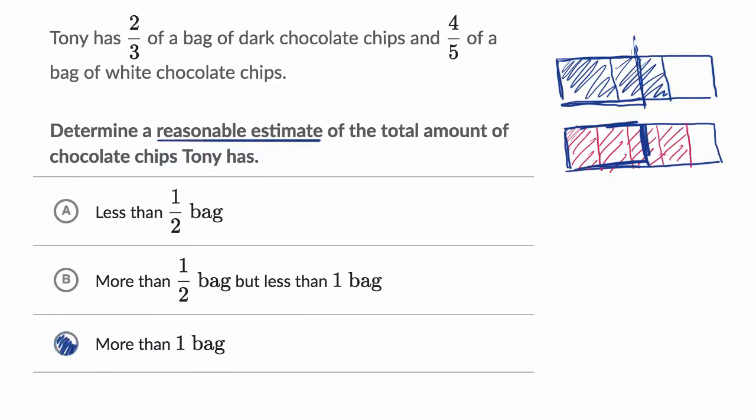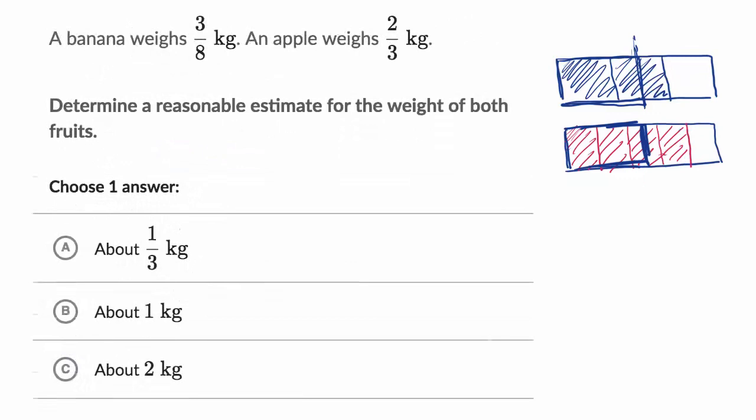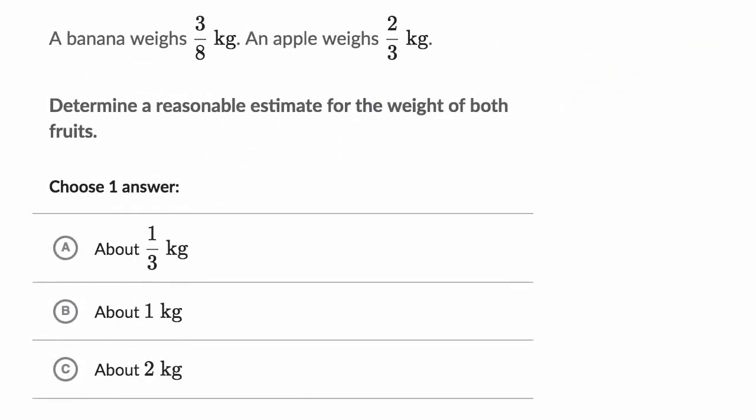Let's do another example. So here we are told that a banana weighs 3/8 of a kilogram, an apple weighs 2/3 of a kilogram. Determine a reasonable estimate for the weight of both fruits. So pause this video again and see if you can have a go at that. All right, so the key is that we need to determine a reasonable estimate. So let's actually just try to represent these again.